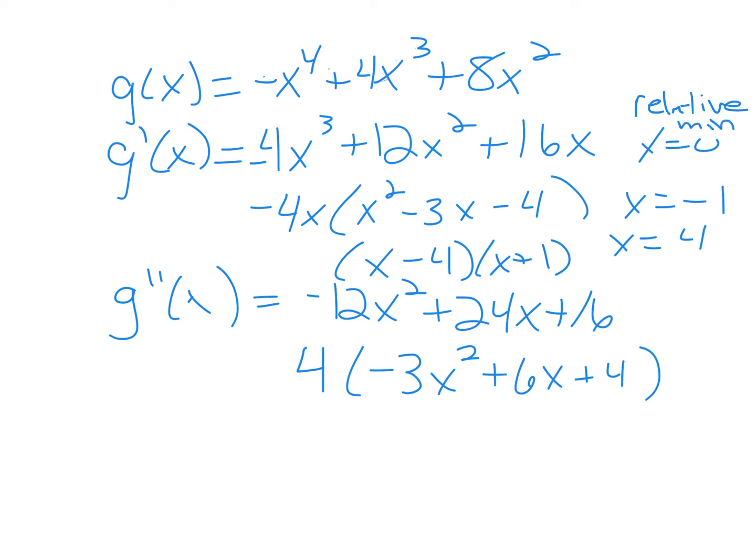Negative 1 will get us negative 12 plus negative 24. That's going to be a negative number. So when it's a negative number, it will be a relative max. 4 will get us negative 80. Negative 80 is less than 0, so therefore it's a relative max. Right? And that's it. I appreciate you watching, and we'll see you later. Bye-bye now.